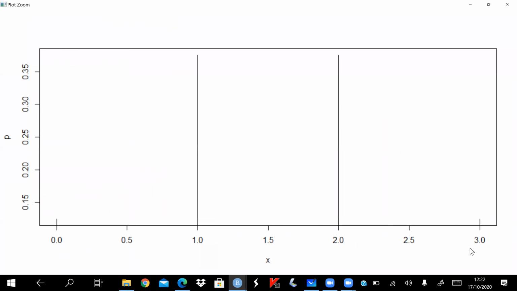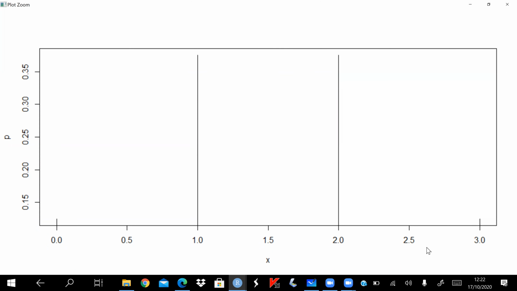So these are the values of x: 0, 1, 2, and 3. Then on the vertical axis, we have the probability. So this is the probability when x is 0, a very short bar here, a very short vertical line. When x is 1, the vertical line goes up to here. When x is 2, the vertical line is the same as this. And then we have this.